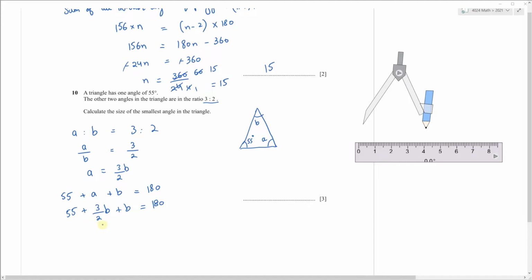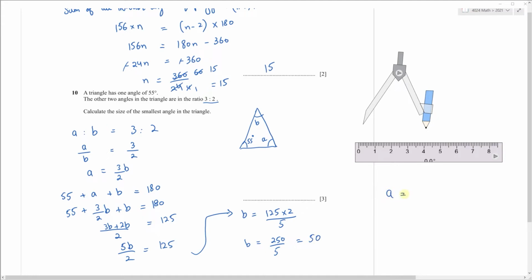So let's solve for B now. So here I'll take the LCM 2. This will become 3B plus 2B. And this 55 will go to the other side. 180 minus 55 will be 125. So this is 5B over 2 equals to 125. So let's resume here. So I'll take 2 and 5 to the other side. So B will be 125 multiplied by 2 divided by 5. This is 250 divided by 5, which is 5 times 5 is 25 and 50. So your B is 50.